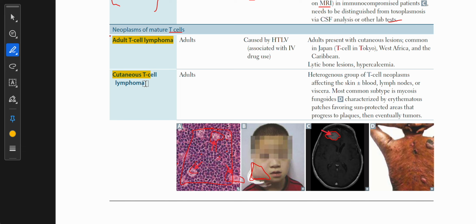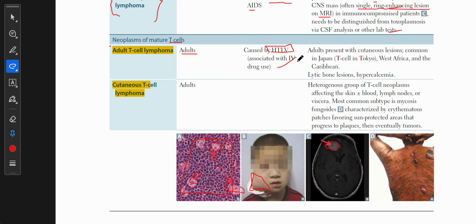In adult T-cell lymphoma, obviously, by name, it says that adults are most commonly affected. It is caused by HTLV, human T-cell lymphotropic virus, associated with IV drug use. The adults present with cutaneous lesions, most common in Japan. So T-cell in Tokyo. Tokyo is the capital city of Japan. West Africa and the Caribbean also see it. There are lytic bone lesions. This is very important: lytic bone lesions and hypercalcemia are present in adult T-cell lymphoma.